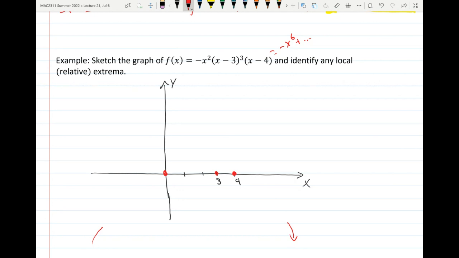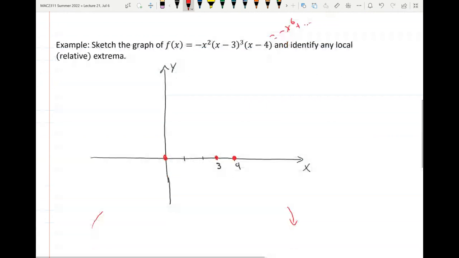Then 3 comes from x minus 3. The power is 3, so the multiplicity is 3. And 4 comes from x minus 4. The power is 1, so multiplicity is 1. Why is this important? Even multiplicity, you touch, and odd multiplicity, you cross. And you cross in the way that the factor looks. If it's multiplicity 1, you cross linear. If it's cubic, you have to do the cubic shape. So with that information, we're good to go.